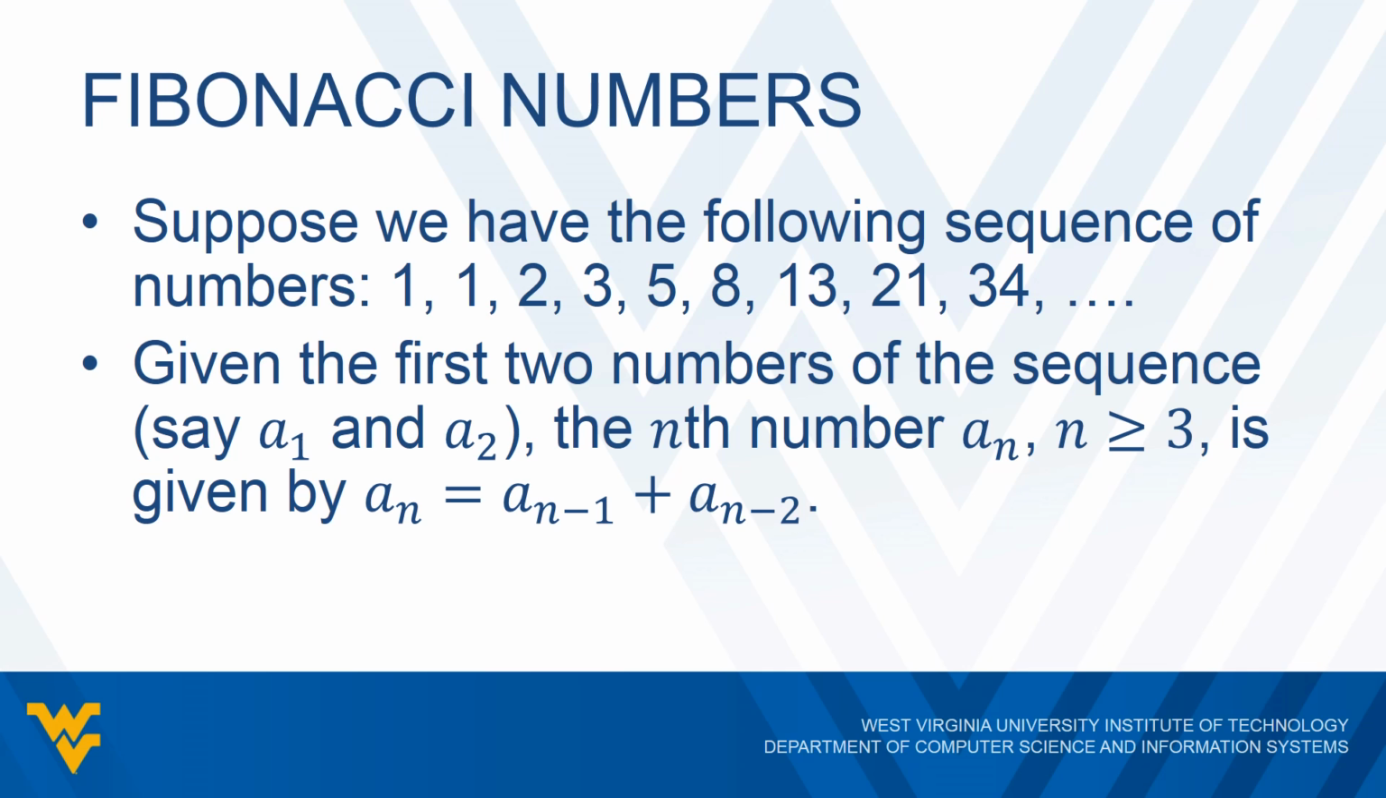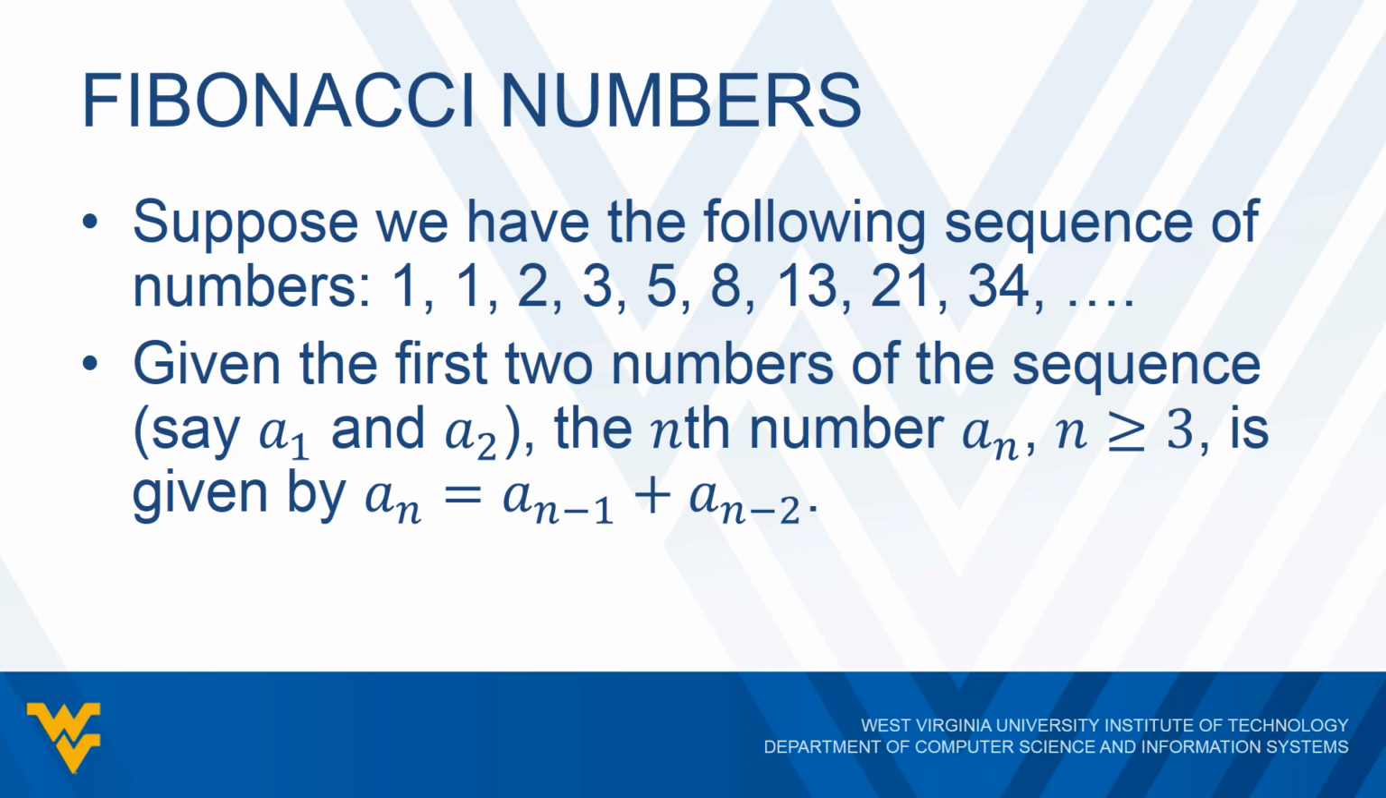So what this means is if we want to get A3, that's just going to be A2 plus A1. If we use our sequence here, A2 is 1, A1 is 1, so 1 plus 1 is 2, so sure enough, A3 is 2. To get A4, we would take A3 and add A2 to it. A3 is 2, and A2 is 1, so 2 plus 1 is 3. And we would just keep repeating this.